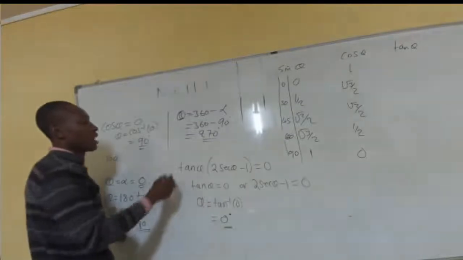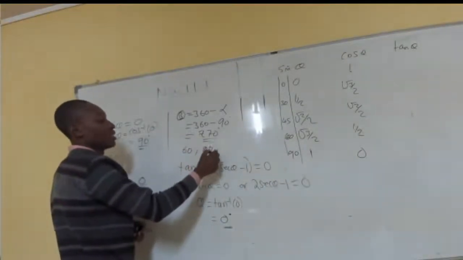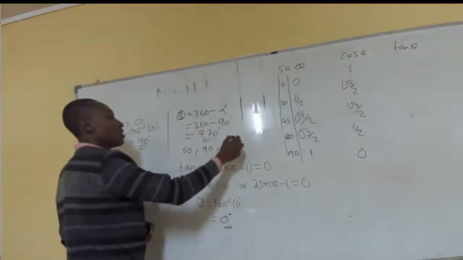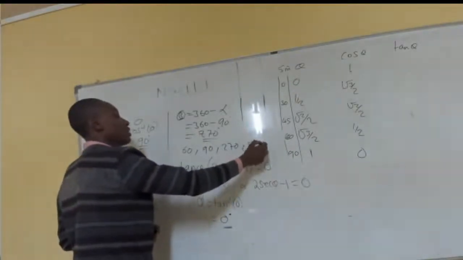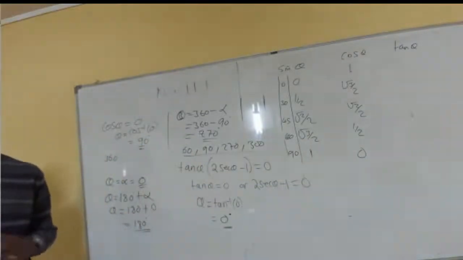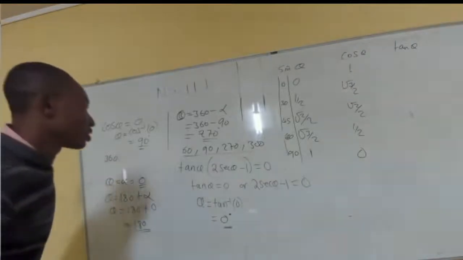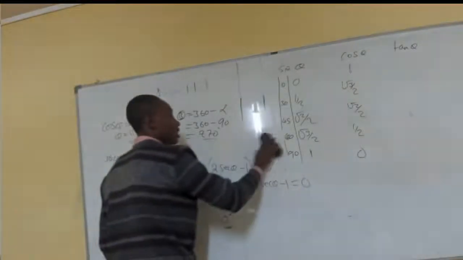So that's why we had the values being equal to 60 degrees, 90 degrees, 270 degrees, and 300 degrees. Okay, so these were the answers to the previous question which we had. So these are the answers which you need to get to. All right, so apart from that, now we're dealing with a new question.